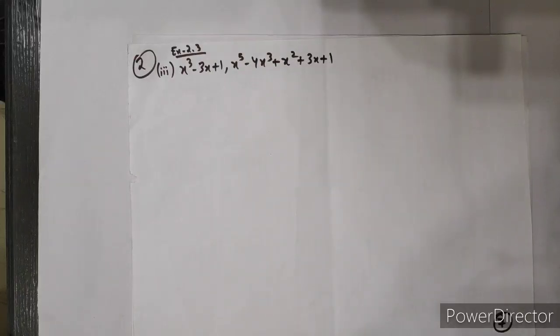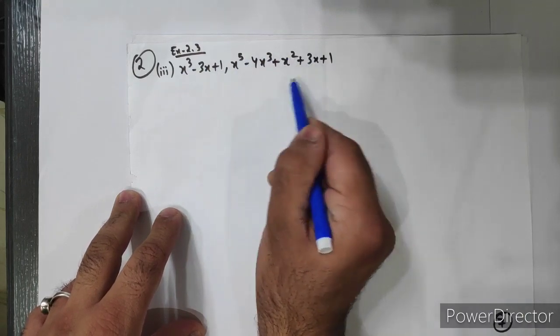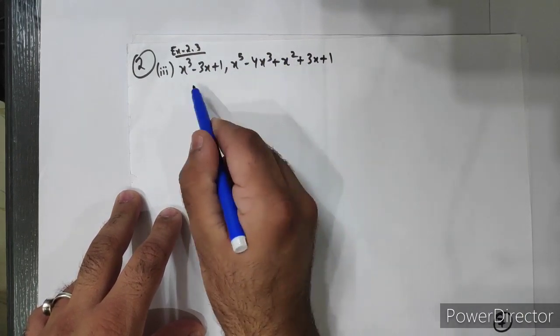Next, we have question number 2 of exercise 2.3. So let us read the question first. Check whether the first polynomial is a factor of the second polynomial by dividing the second polynomial by the first polynomial. So we need to check whether this polynomial is a factor of this polynomial or not. Okay, so let us do the long division.